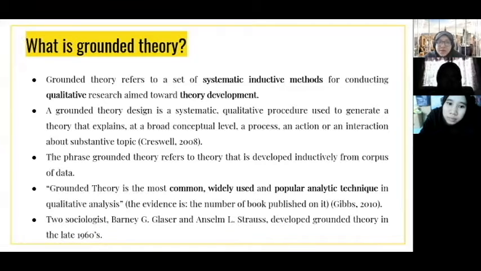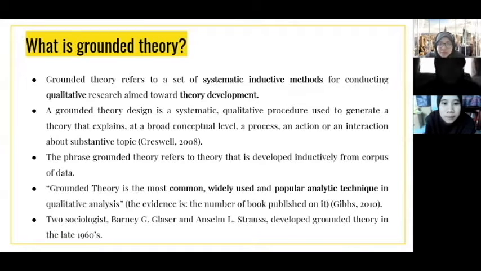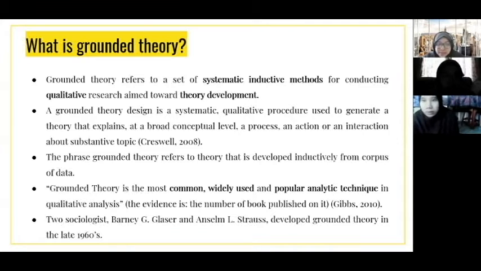Okay, we start with what is a grounded theory. Grounded theory refers to a set of systematic inductive methods for conducting qualitative research aimed toward theory development. A grounded theory design is a systematic qualitative procedure used to generate a theory that explains at a broad conceptual level a process, an action, or an interaction about a substantive topic, according to Creswell 2008.